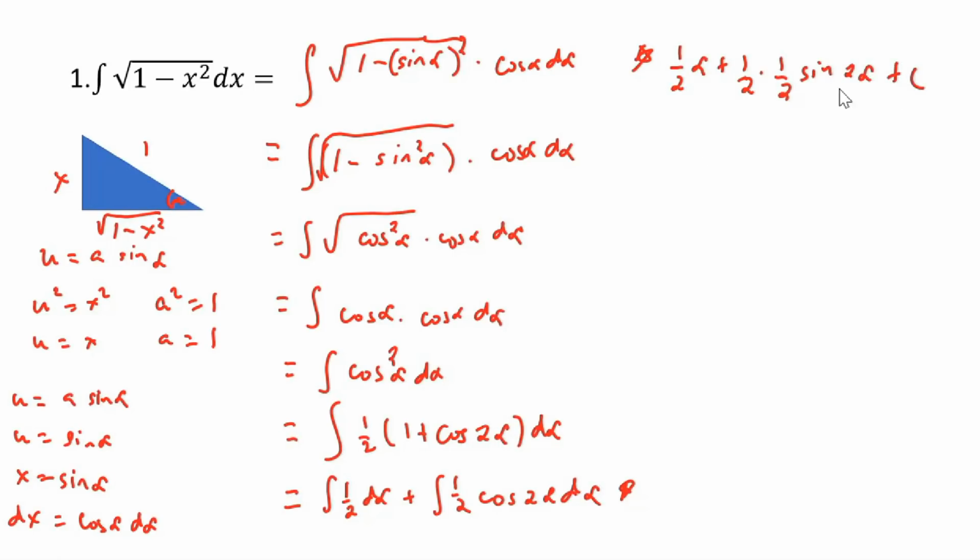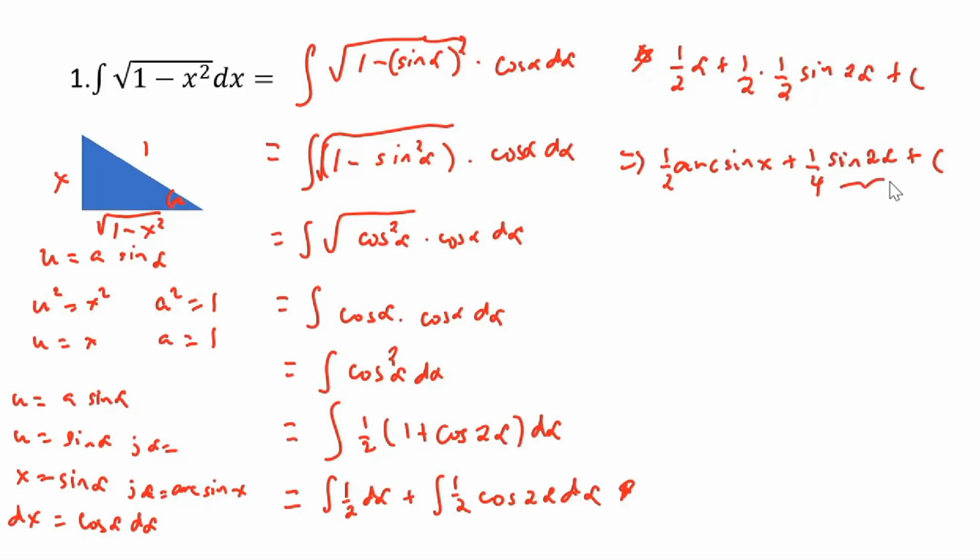But what is the meaning of our alpha? We are going to change now our answer in terms of x. So from here, we have 1/2 times alpha. The meaning of alpha here is alpha equals arc sine of x. So I can replace alpha: 1/2 times arc sine of x plus 1/2 times 1/2 is 1/4, and then sine of 2 alpha plus a constant.